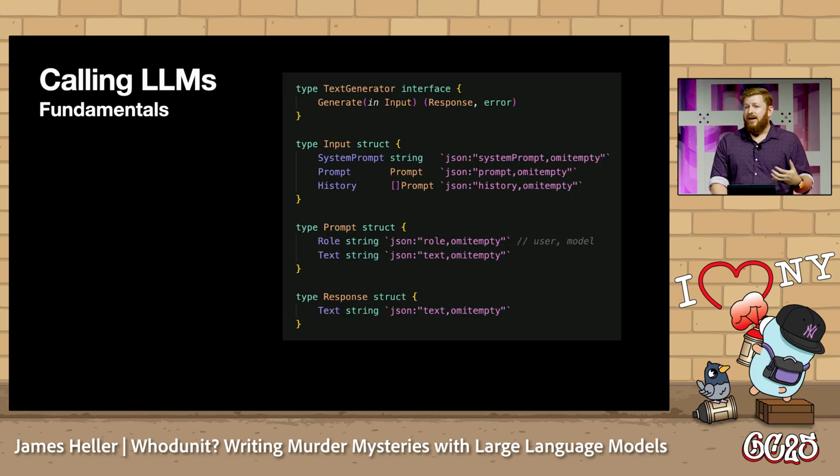But the input that you give, you have a system prompt. The system prompt is the set of rules that you want to give the LLM to follow, and then you have the prompt itself, which is any information you might want to pass in for that particular run. For whodunit, everything was actually structured inputs with JSON, which the LLM handles quite nicely.